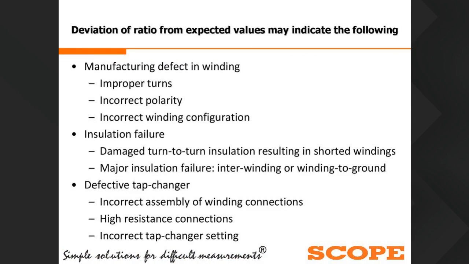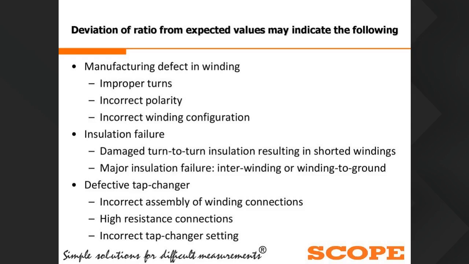Now the deviation of the ratio, that is the turns ratio or voltage ratio, from the expected values may indicate the following. During the manufacturing process, manufacturing defects in a winding may occur due to improper turns. If there is an improper turn, incorrect polarity, or incorrect winding configuration, that will give a deviation of the turns ratio.